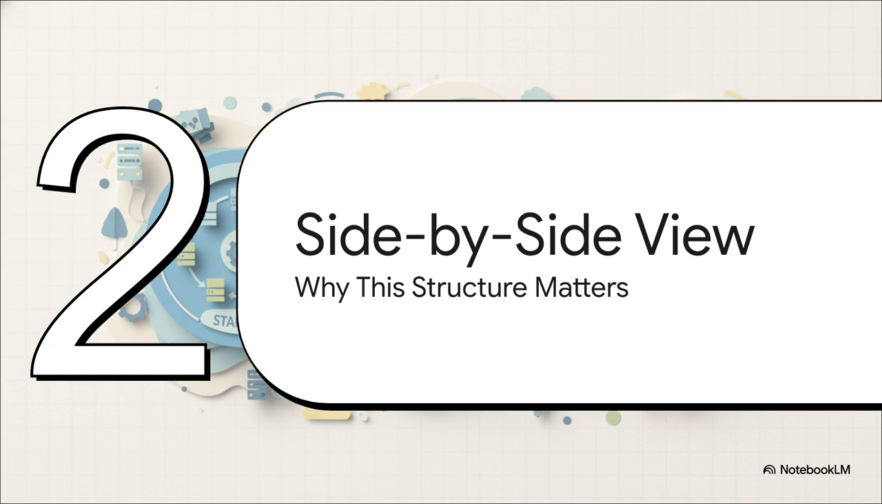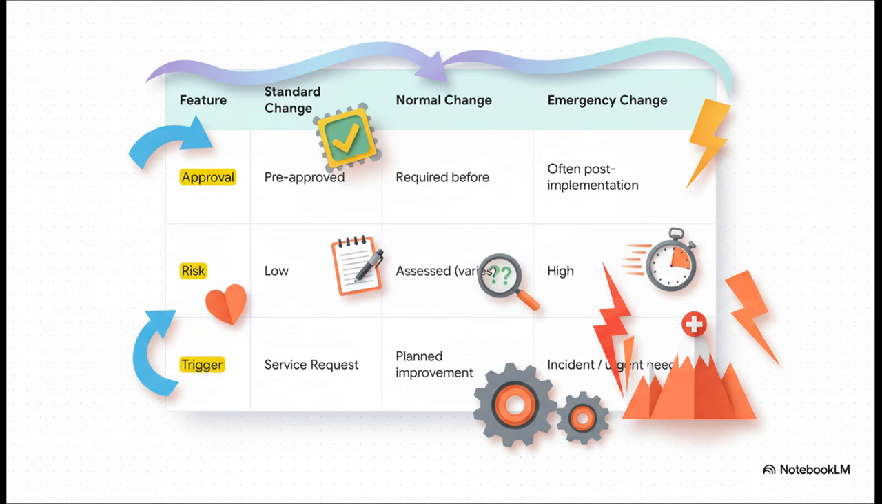Now let's pull back and put them side by side, because seeing them together really highlights why having this clear, structured way of thinking is so powerful for any IT team. This table just lays it all out so clearly. Look at the flow here. For approval, we go from pre-approved to required before, and then all the way to often post-implementation. The risk profile follows that exact same path, climbing from low all the way up to high. And the trigger tells the whole story, right? It starts with a simple service request, moves to a planned improvement, and ends with a critical incident. Each path is perfectly tailored to the situation.